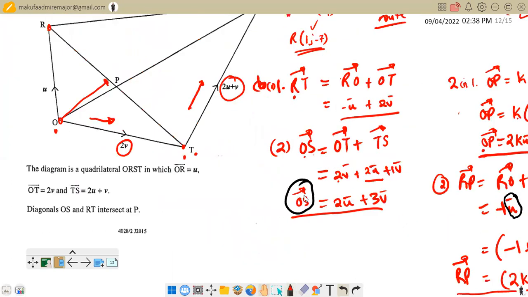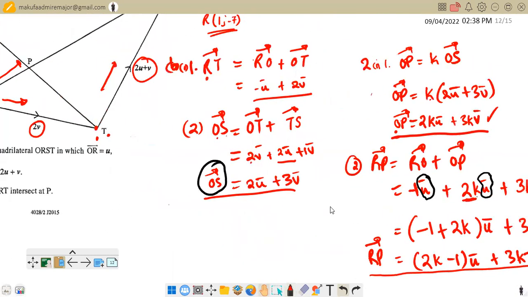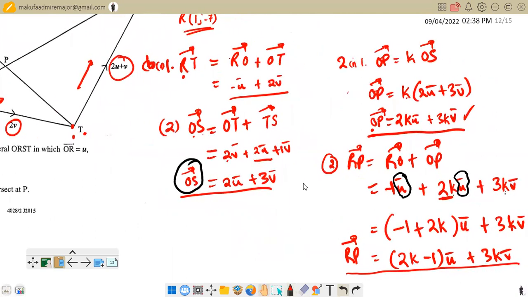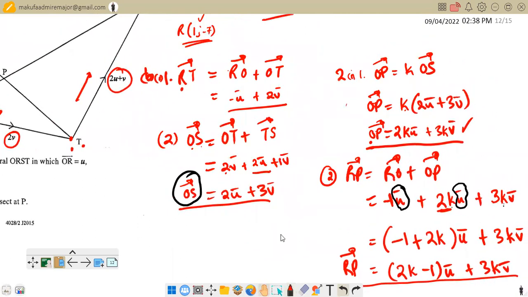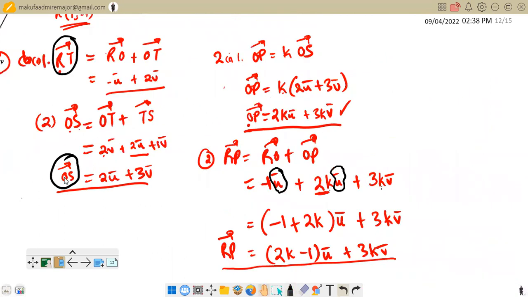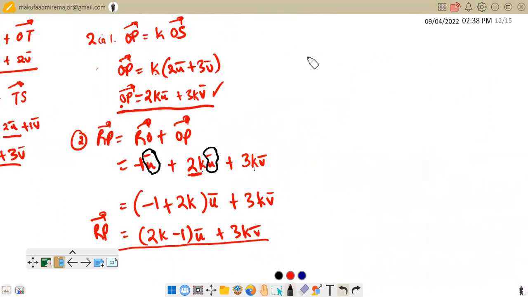Let me adjust to the diagram and see. It was RT, not RP. Yes, we calculated RT here. Let me write the statement first before I do this part. This is item 3, and we were given that RP is equal to K RT. It was H, not K. So this is H times vector RT.